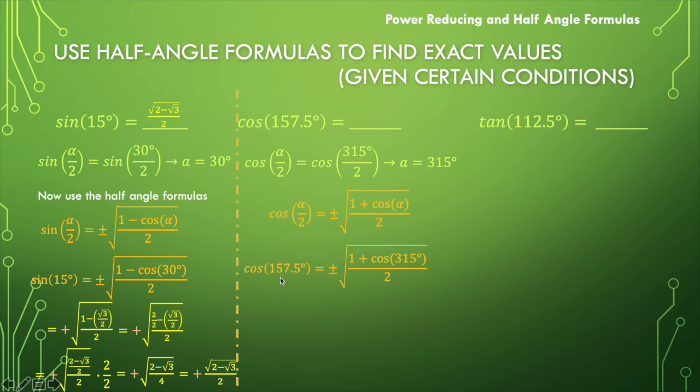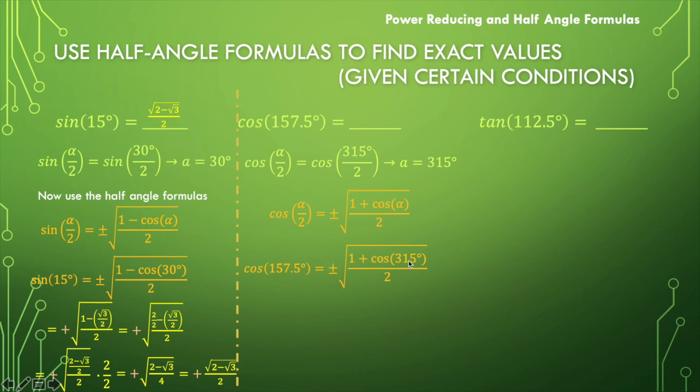All right, and so we think the cosine of 157.5 degrees. Well, 157.5 degrees is in which quadrant? That's going to be in our second quadrant. So that means our cosine in the second quadrant will be negative. We will use a negative sign for this computation.